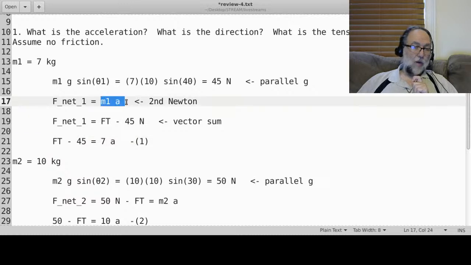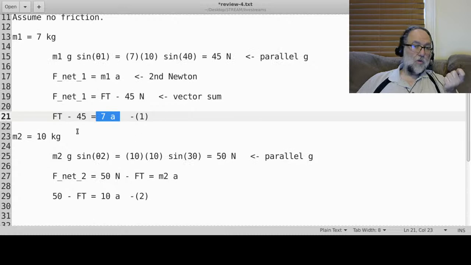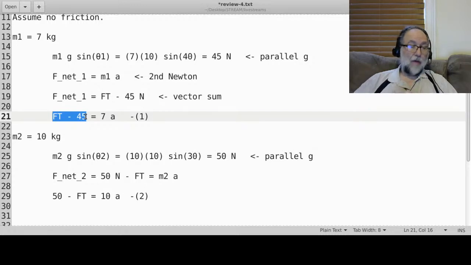Okay, and then over here we have m1 times a, and m1 is 7, and so we have that. Okay, so this is Newton's second law, where this side we got by doing what net means, adding up all the forces, and we found that it's Ft minus 45 newtons. Okay, and this side is ma, and m, I told you what m is, it's 7, and so you get that F net here is equal to ma, and you can't go any further.